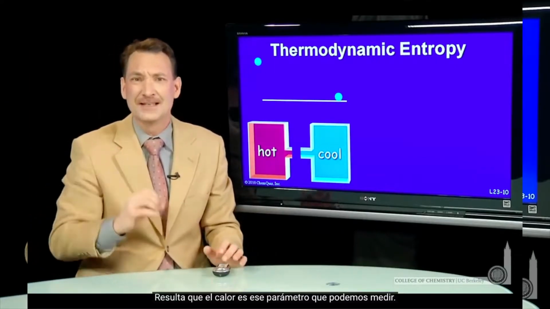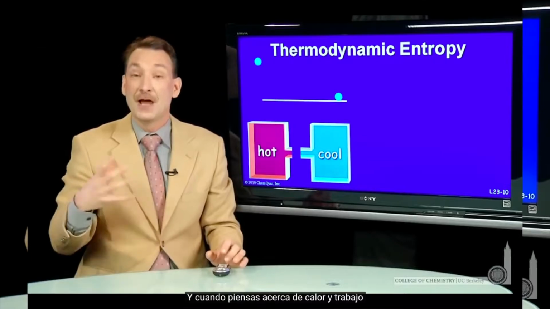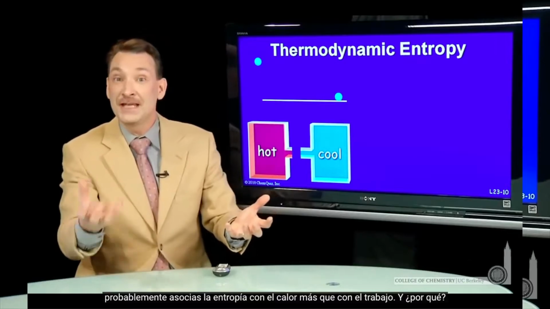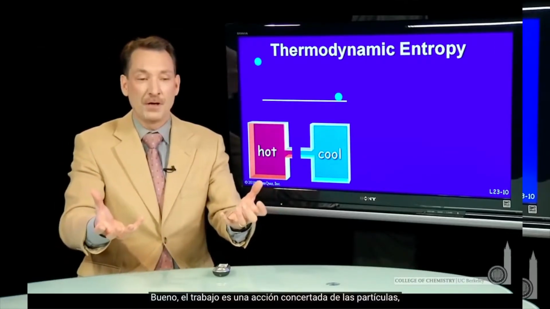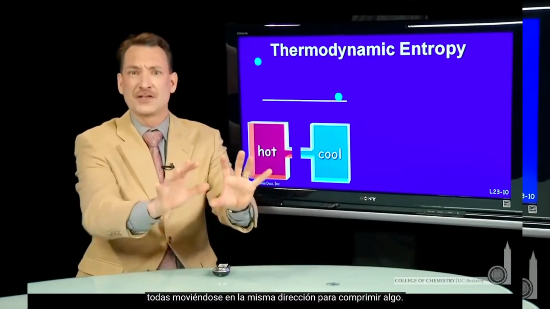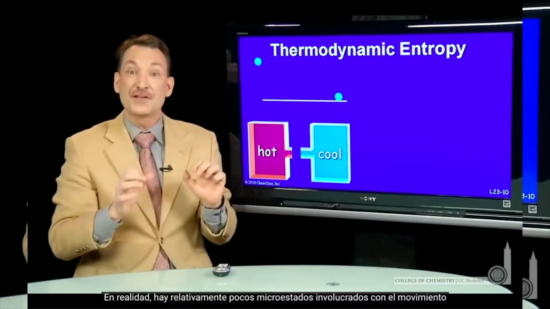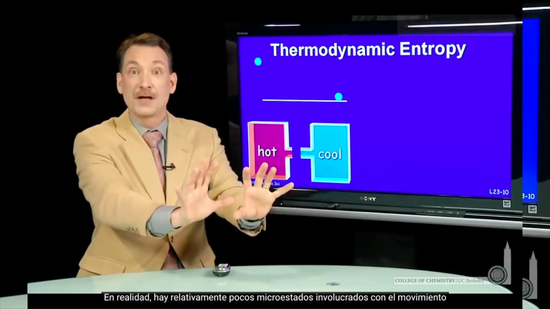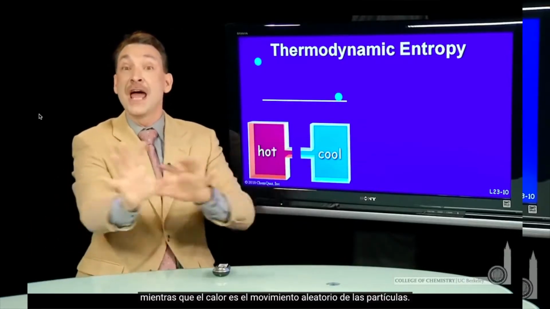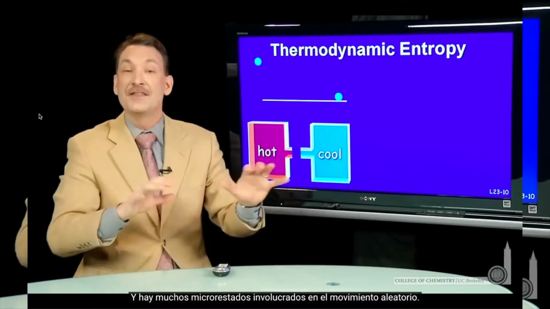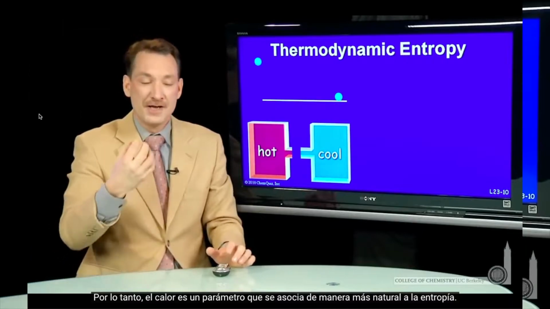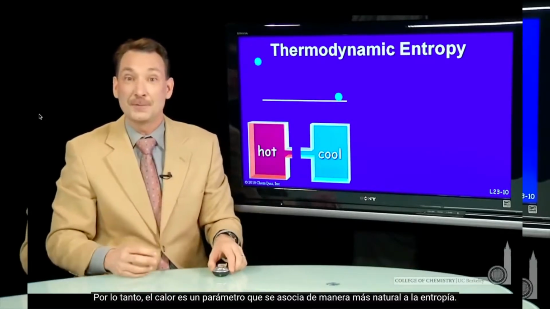And it turns out heat is that parameter that we can measure. When you think about heat and work, you would probably associate entropy with heat over work. Why is that? Well, work is a concerted action of particles, all moving in the same direction to compress something. There's relatively few microstates involved with all the particles moving in the same direction, whereas heat is the random motion of particles, and there are many microstates involved in the random motion. So heat is the more naturally associated parameter for entropy.